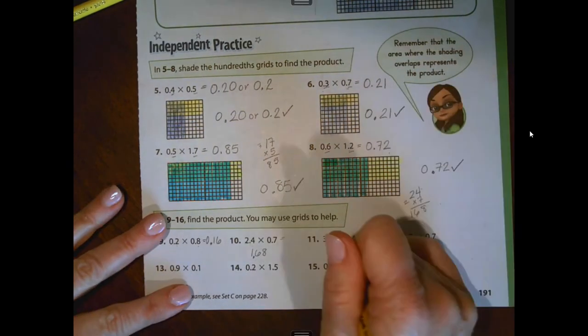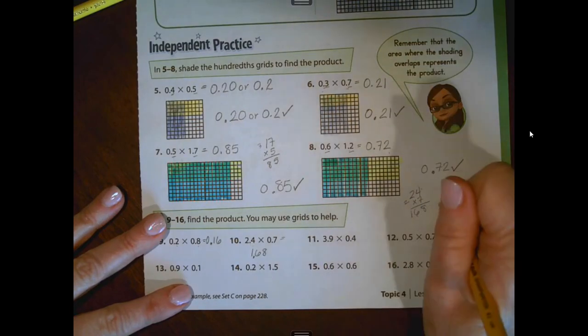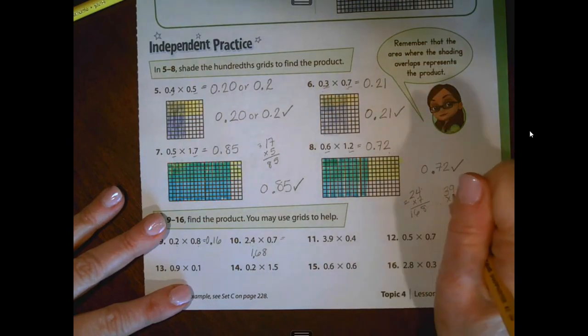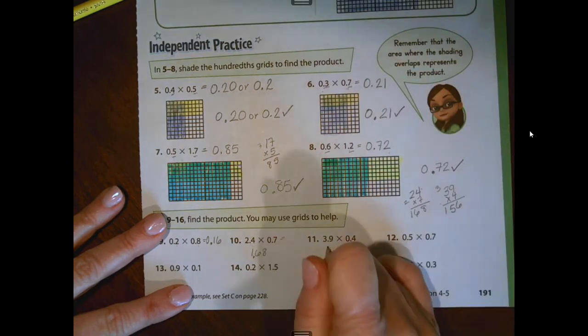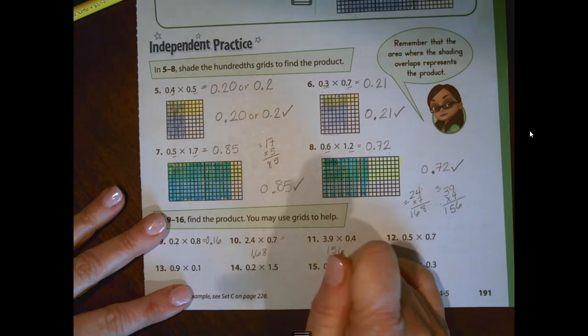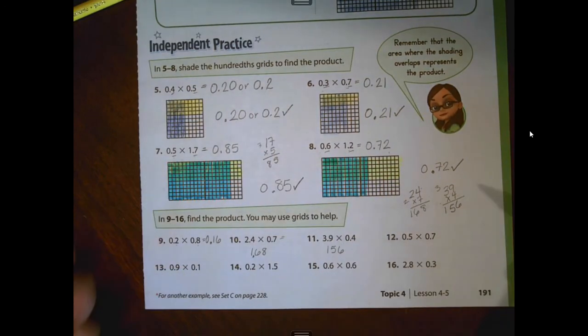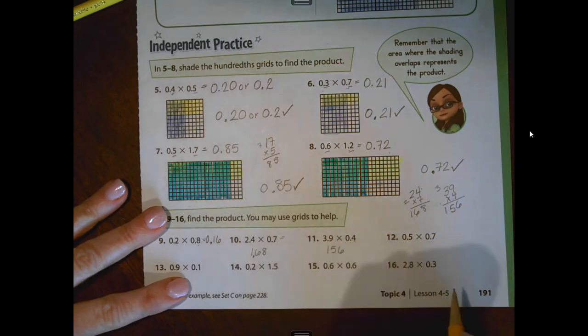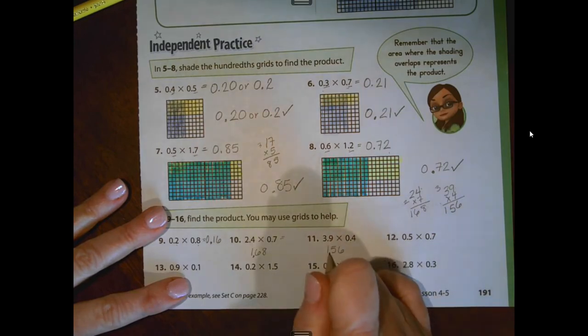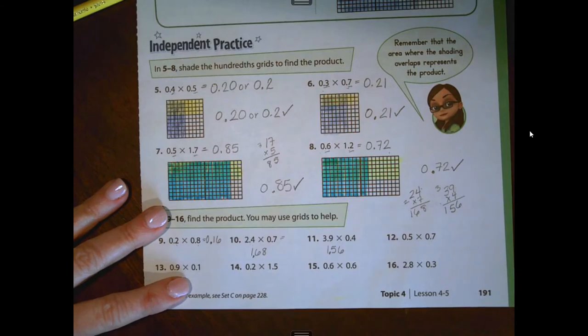Number 11, 3 and 9 tenths times 4 tenths. I'm going to multiply those whole numbers, 39 times 4. I get 156. And then I have to determine where my decimal is going to go because I'm not really multiplying 39 times 4. I'm multiplying 3 and 9 tenths times 4 tenths. I have 1 decimal digit place here and 1 here for a total of 2. That means I need 2 decimal places in my product for 1 and 56 hundredths.